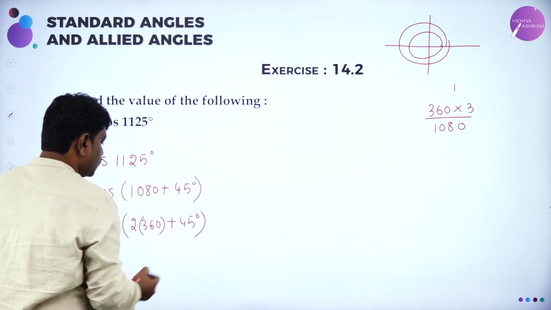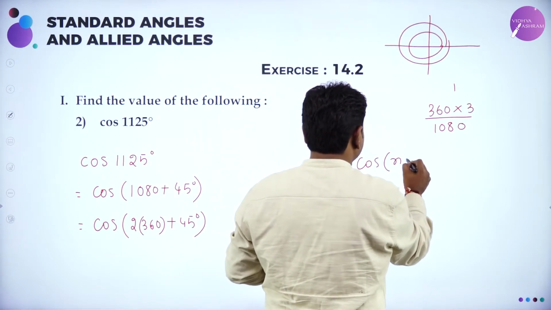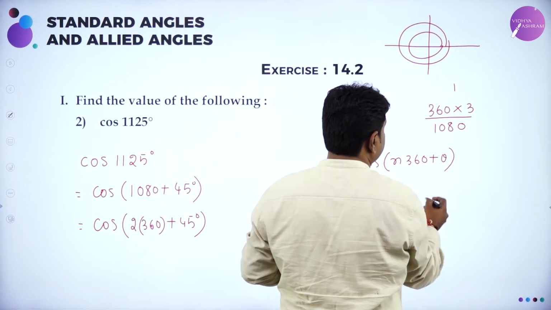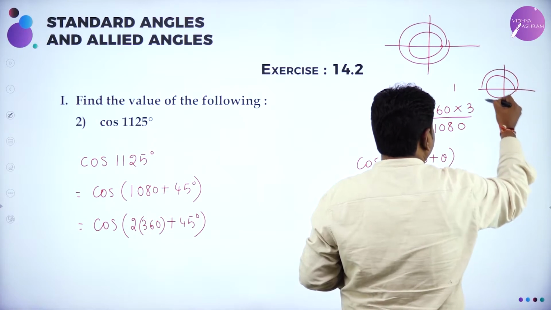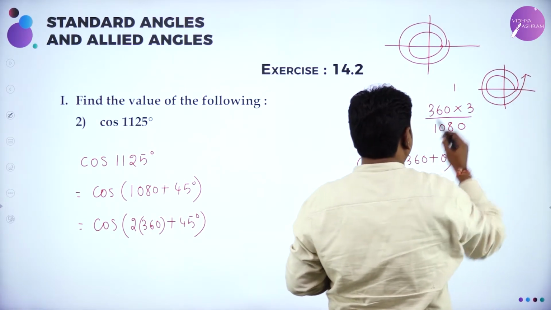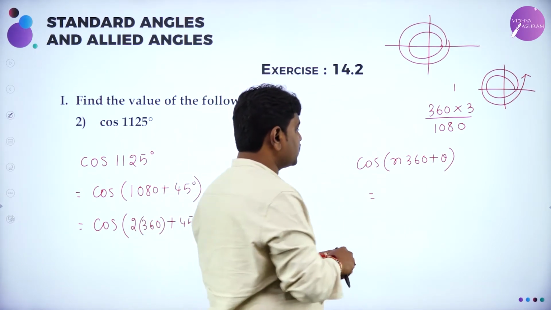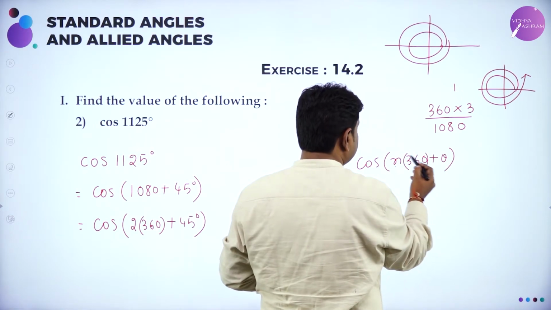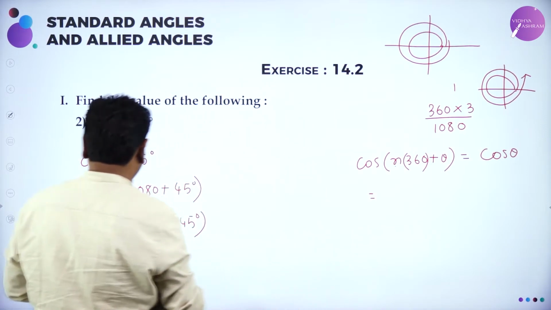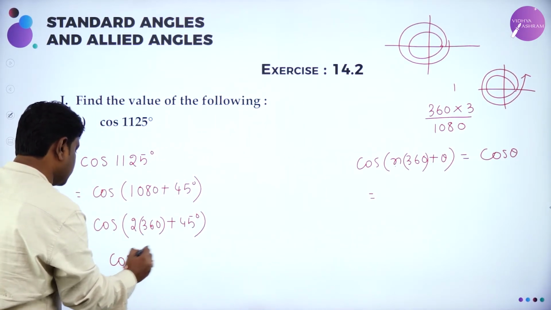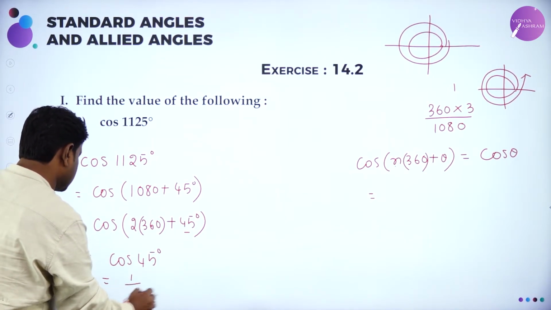Can I write, see, cos of n times 360 plus theta is the same as cos of 360 plus theta. See, 2 times 360 means the first time 360 is one rotation. The second time you rotated and you are coming here. So you are again in first quadrant. For 360, the function does not change. For n times 360, cos of n times 360 plus theta is the same as cos theta. So now this is cos 45. What is cos 45? 1 by root 2. So the answer is 1 by root 2.